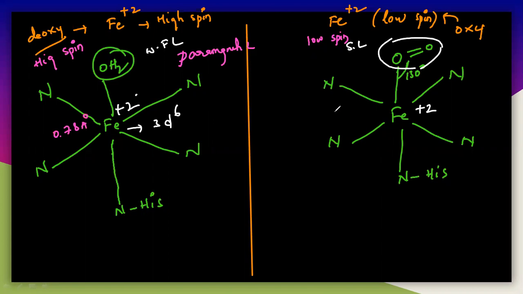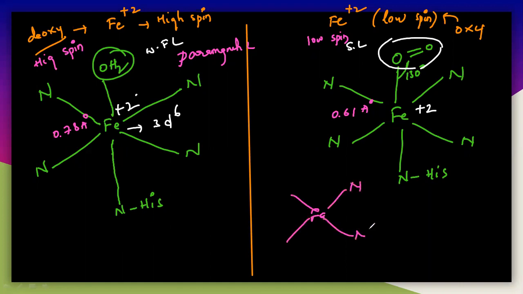But here the radius is 0.61 angstrom. So what is the difference here? There is a difference in the size of the metal ion. I just told you about the cavity of the porphyrin ring. Here the iron is present in the cavity of the porphyrin ring.